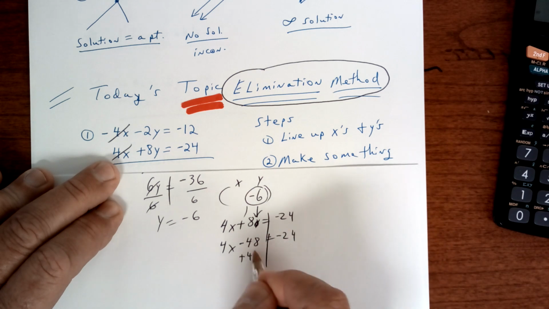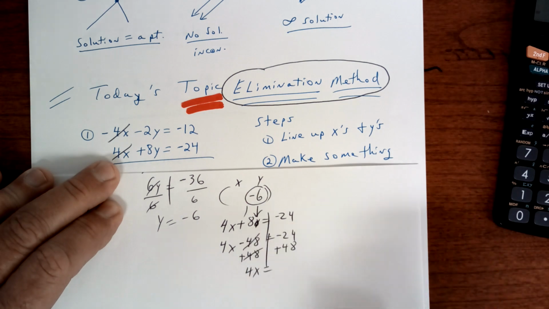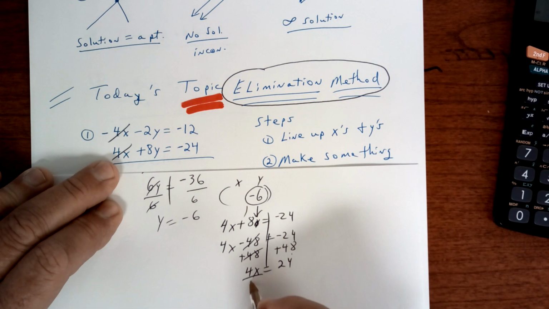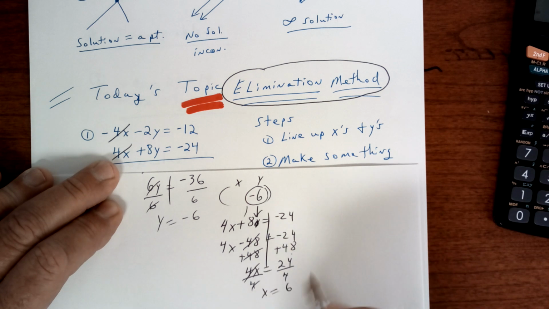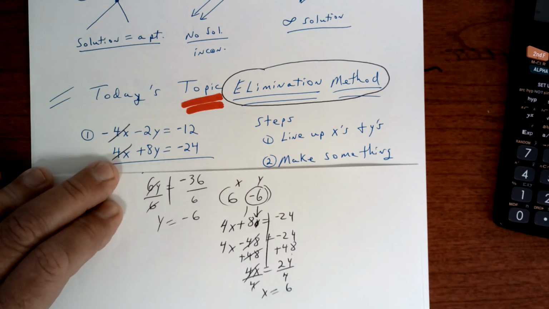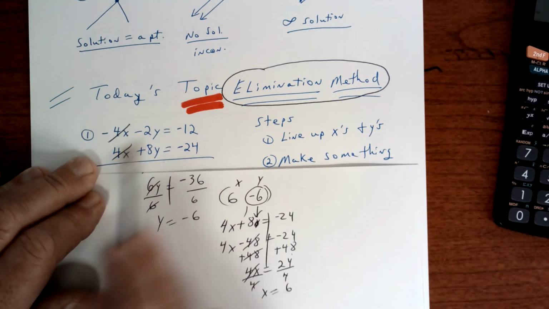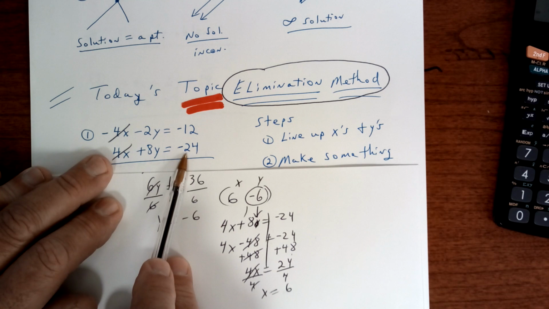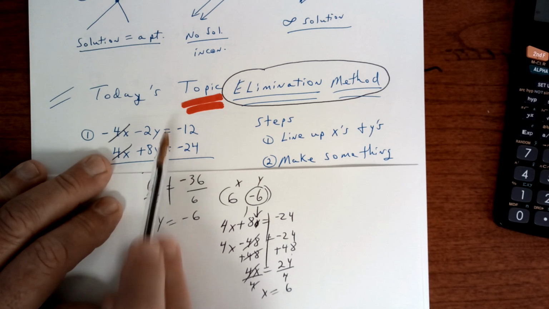It's a two-step equation, and when I add 48, I get 4x is equal to whatever that is, and I guess that's 24. When I divide by 4, I get x equals 6, and I put a 6 here. And if I wanted to, I could plug it back into the equations and see if it gives me a negative 12 and see if it gives me a negative 24. Remember, it's got to work in both equations, not just one.